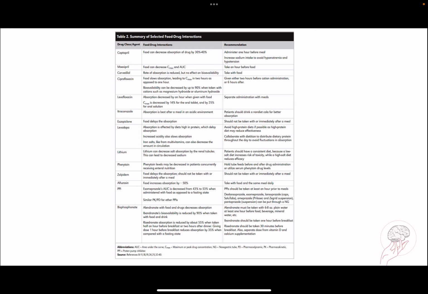This is a nice table with a summary of some of the food-drug interactions. I won't go through all of these, but this is a good resource to have. It's not your job to know every medication and potential interaction, but if you see one of these medications on someone's chart, it would be good to check with the pharmacist or look this up yourself to make sure that you aren't giving them information that may interfere with their drug metabolism.